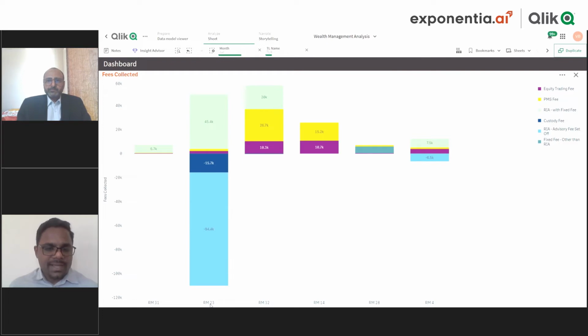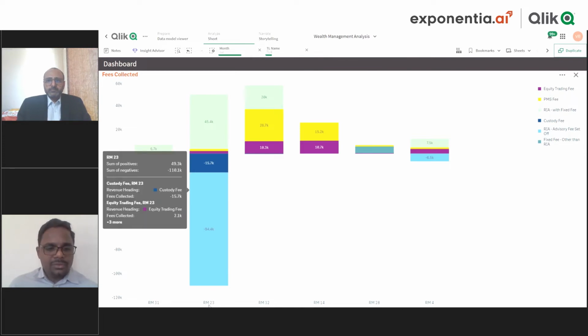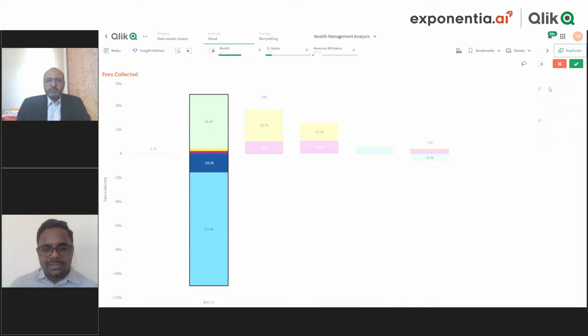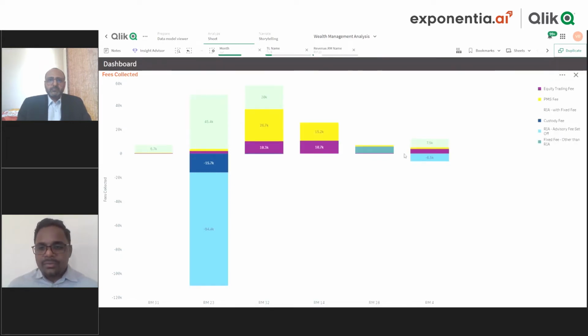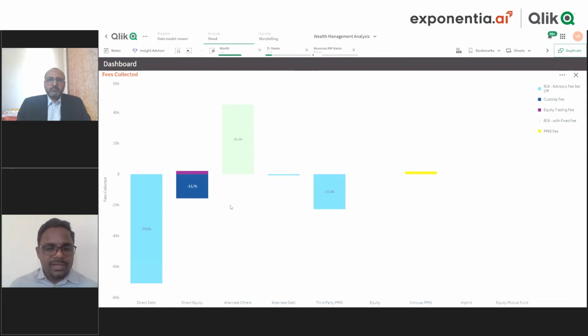So this negative fees is actually attributed largely to RM23, and this is again evident from here. And we would also like to know, if RM23 is the person who is contributing that, what are the customers or products which are contributing to that negative fees.